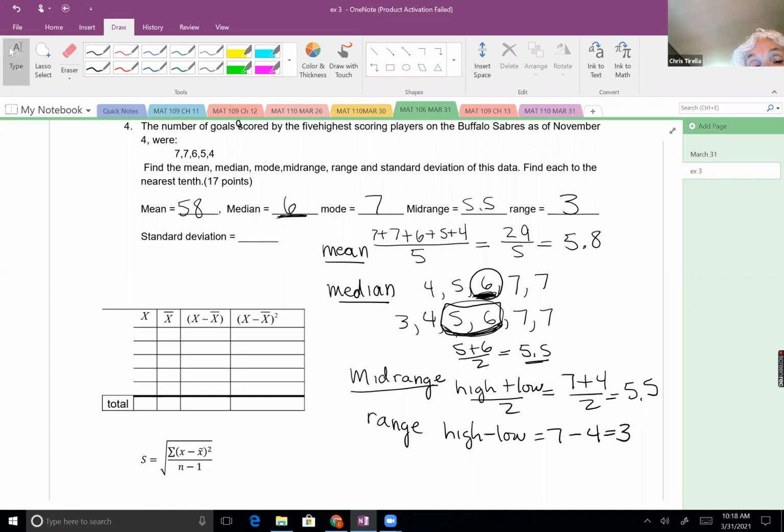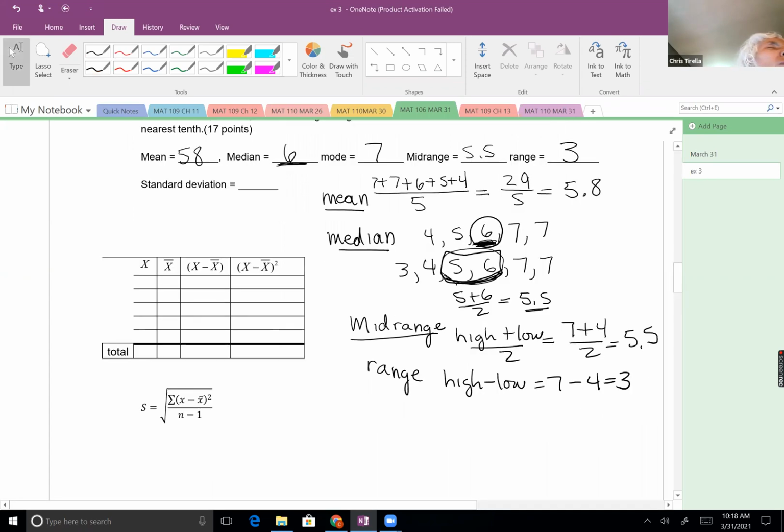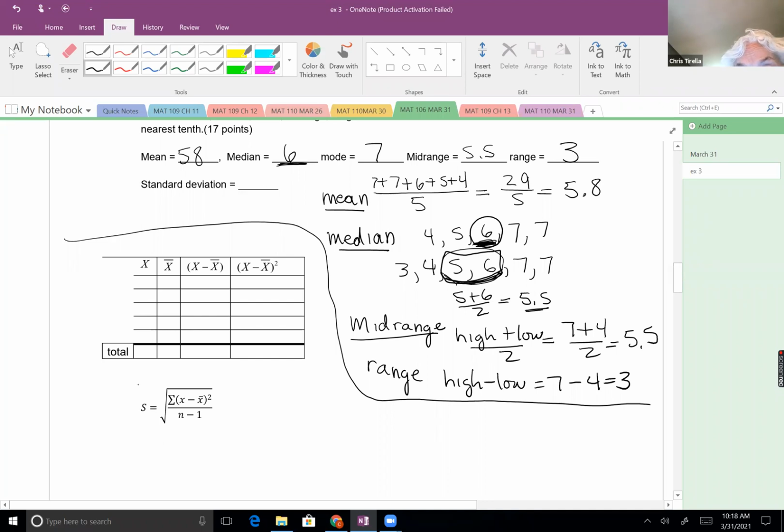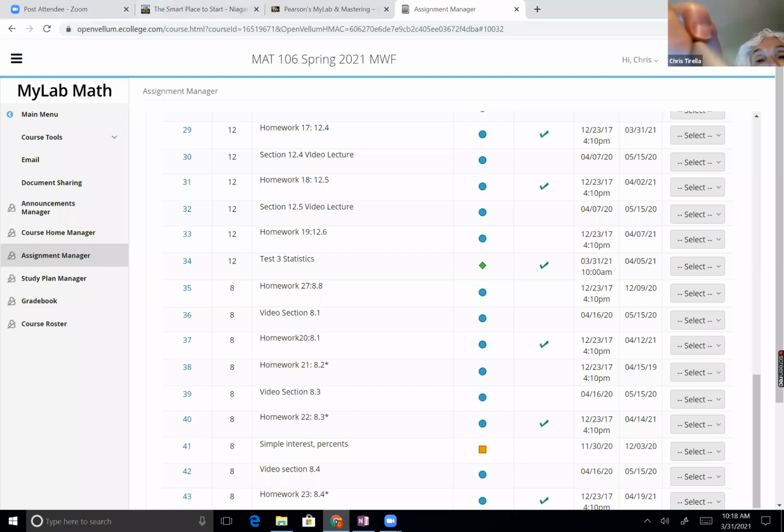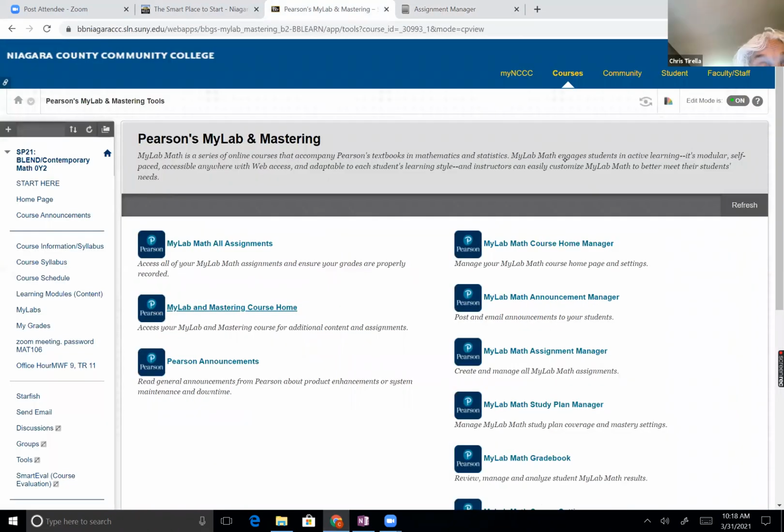And then for the standard deviation, when I used to give those pencil and paper tests, I would have the table made for you, and I would have the formula written. I do believe, let me just double check. We missed the mode. I'll be right back. I just want to double check something.